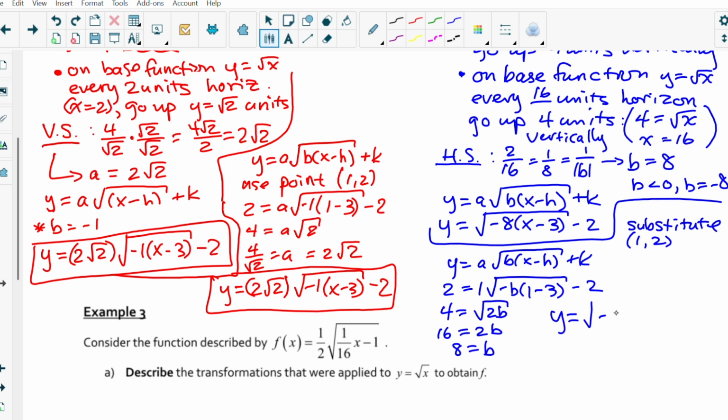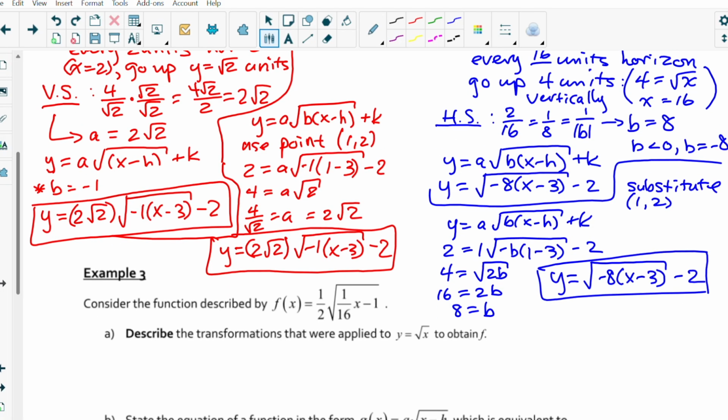So y equals the square root of negative 8 times x minus h, which is 3, minus 2. That's the algebraic method.